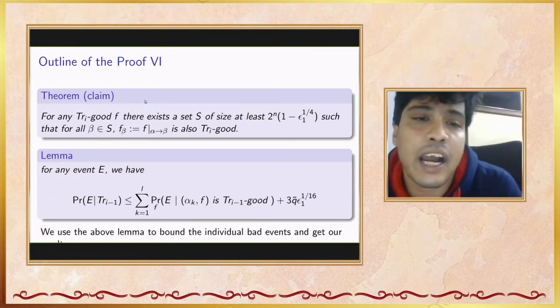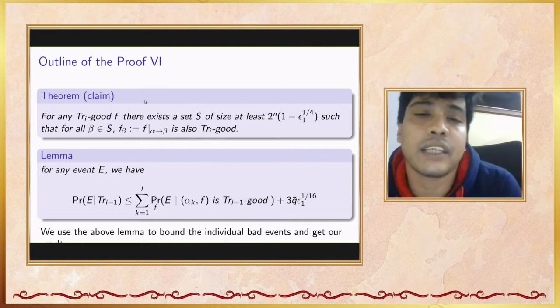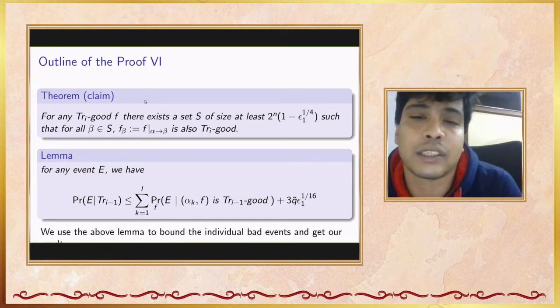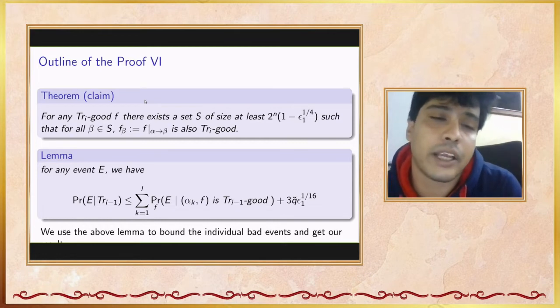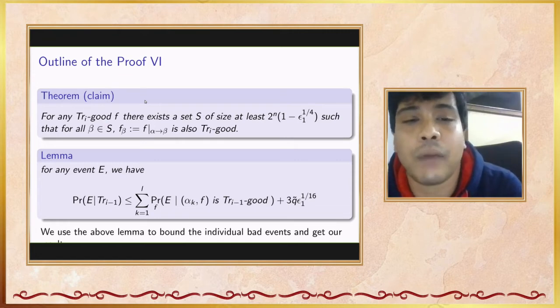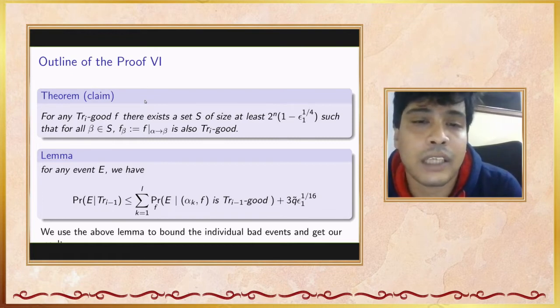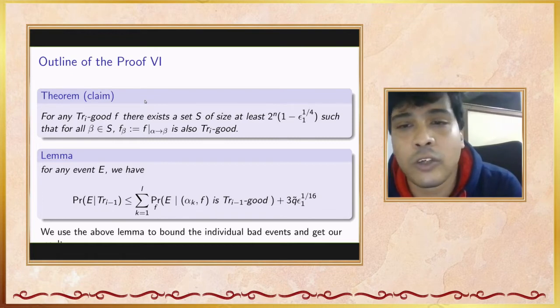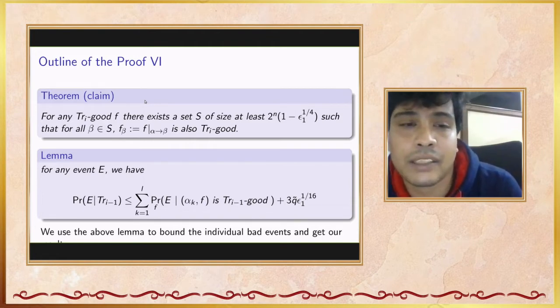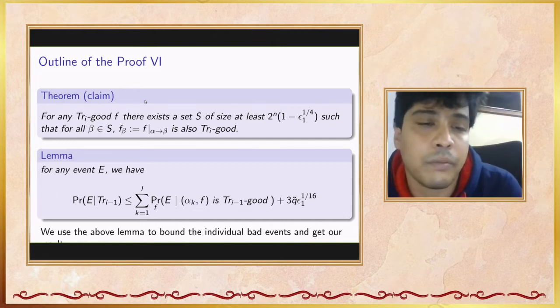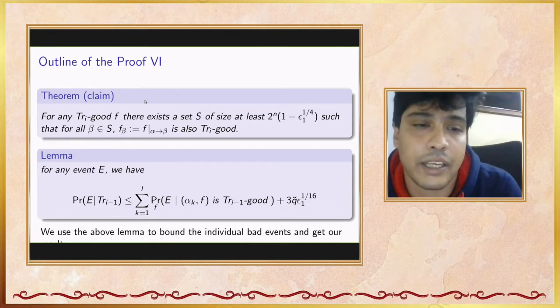Then for any TRi good F, we show the existence of a set S which has size almost 2 to the power n, that is almost the size of the whole domain. For all beta, if F beta is the function that agrees with F on all points but alpha, where we set F of alpha equal to beta. So F is TRi good if there exists a set S of size almost 2 to the power n, such that for all beta belonging to S, F beta is also TRi good.